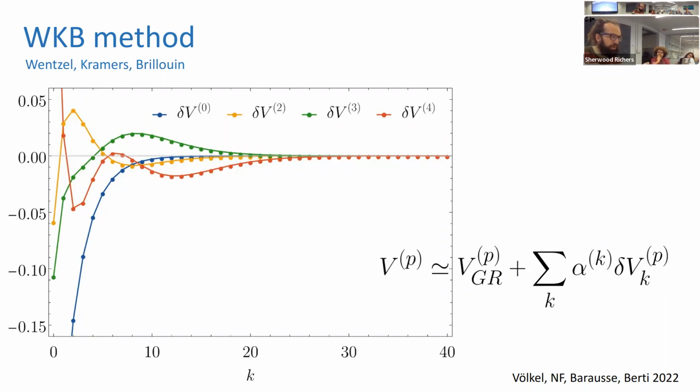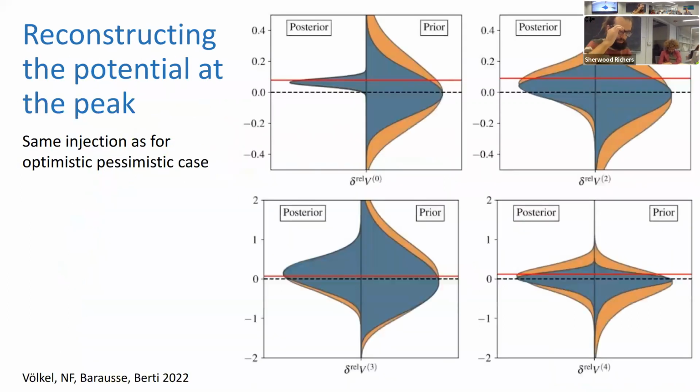And so now we can try to play the same game for constraining this sum here, the modification, the displacement of the potential at the peak with respect to GR. And this is what we got. Each panel shows the displacement with respect to increasing derivative of the potential at the peak. The left-hand side shows the posterior distribution, while the right-hand side shows the prior.